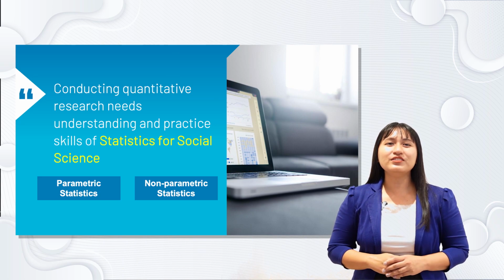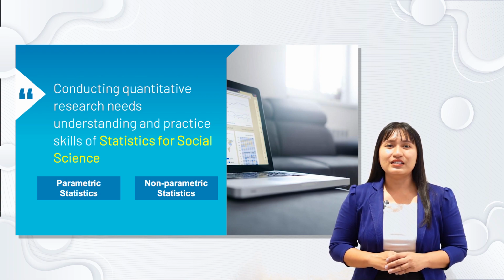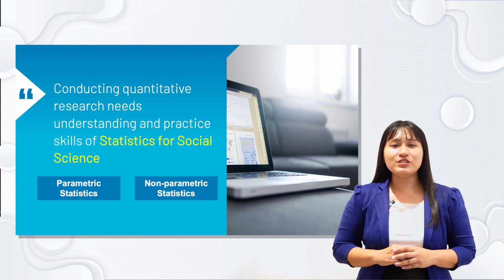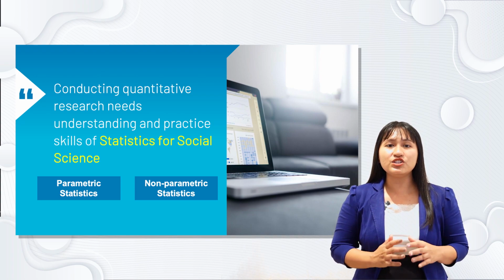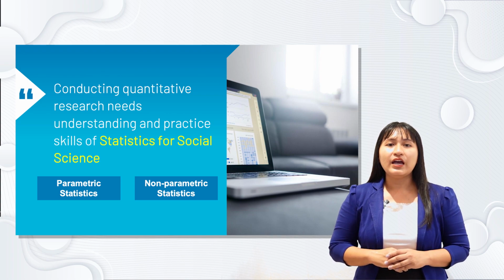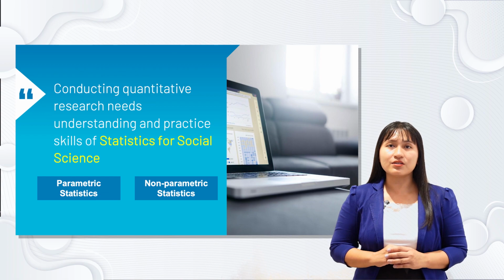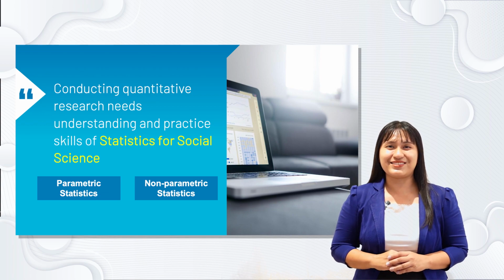And conducting quantitative research needs understanding and also practical skills of statistics for social science. So that's why we are going to learn about statistics for social science and also the implementations using SPSS. And there are two types of statistics that we are going to discuss later on. The first is parametric statistics, and the second one is non-parametric statistics.